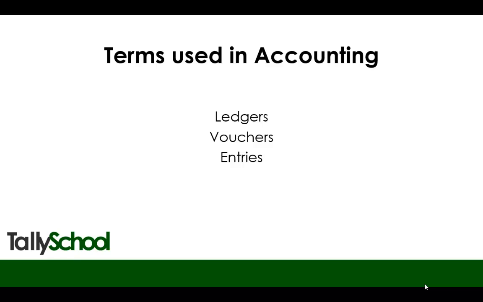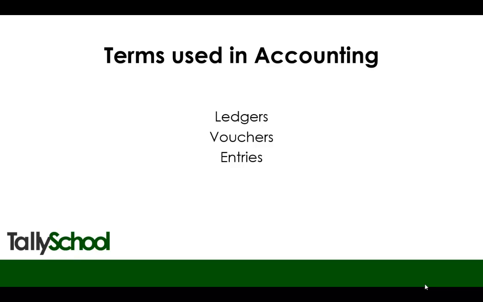So let's say, for example, you purchased goods worth rupees 50,000 from ABC Company Limited. So what you will do, you will create a purchase voucher. Listen to the word voucher. You'll create a purchase voucher, and in that voucher you'll create two entries. You will debit purchases and you will credit cash because you got goods.